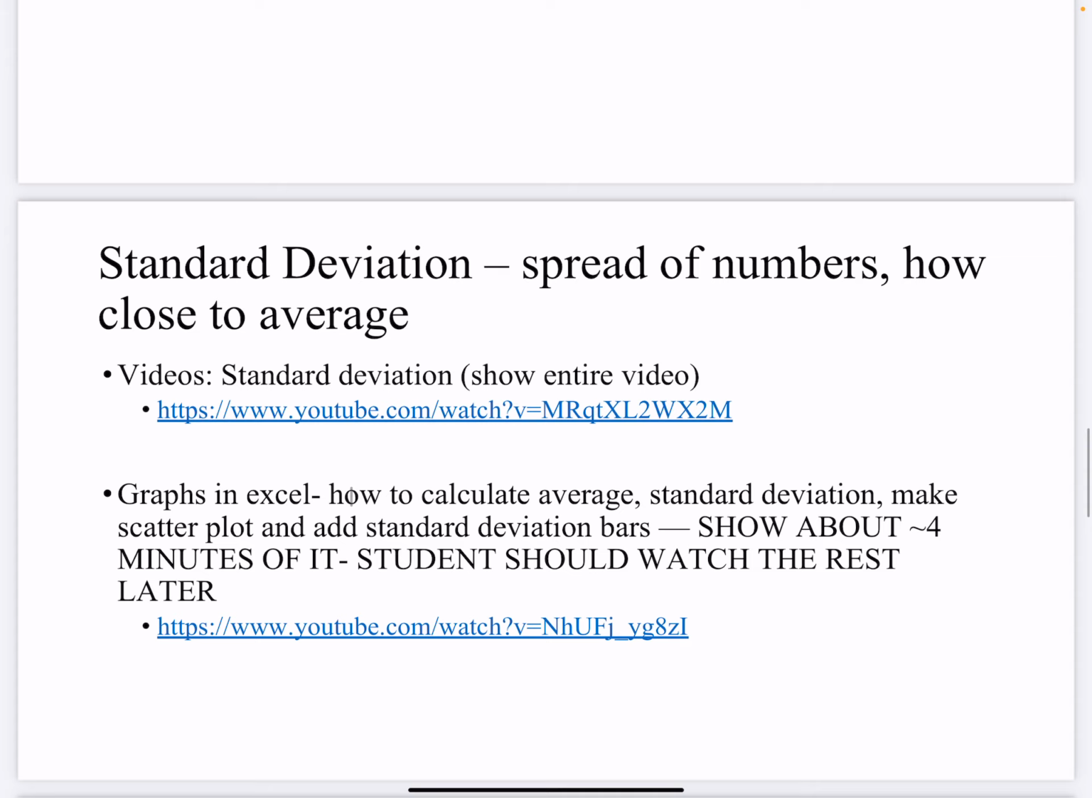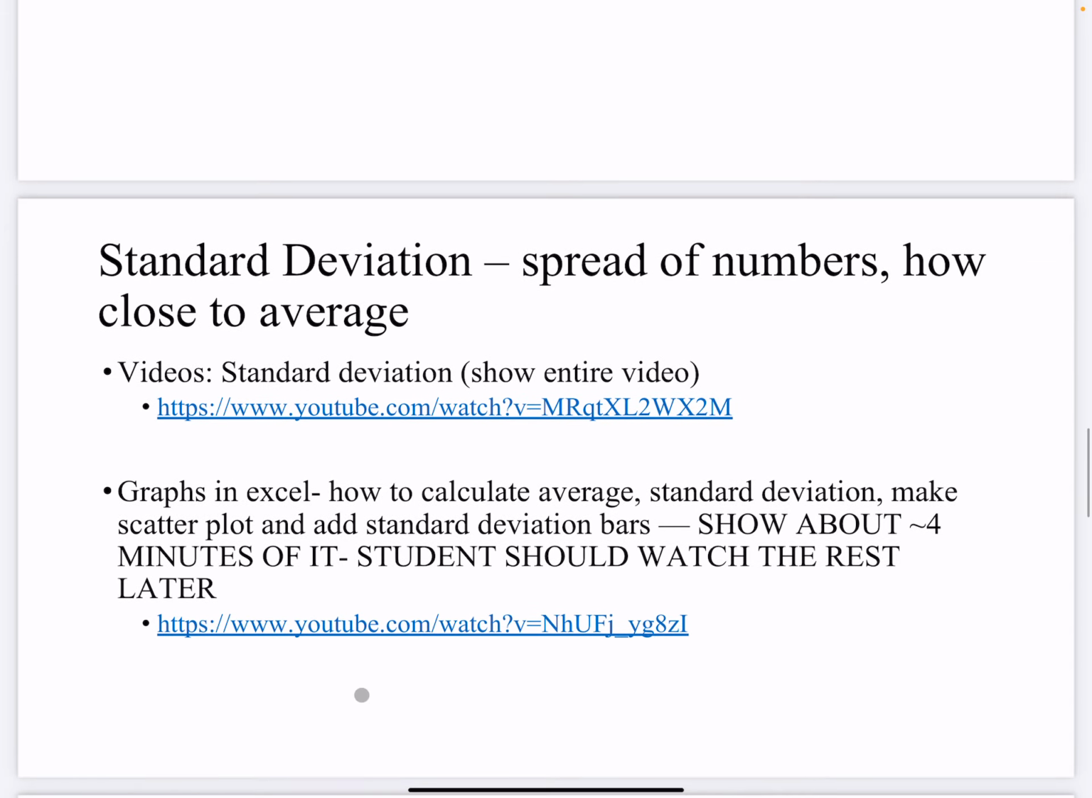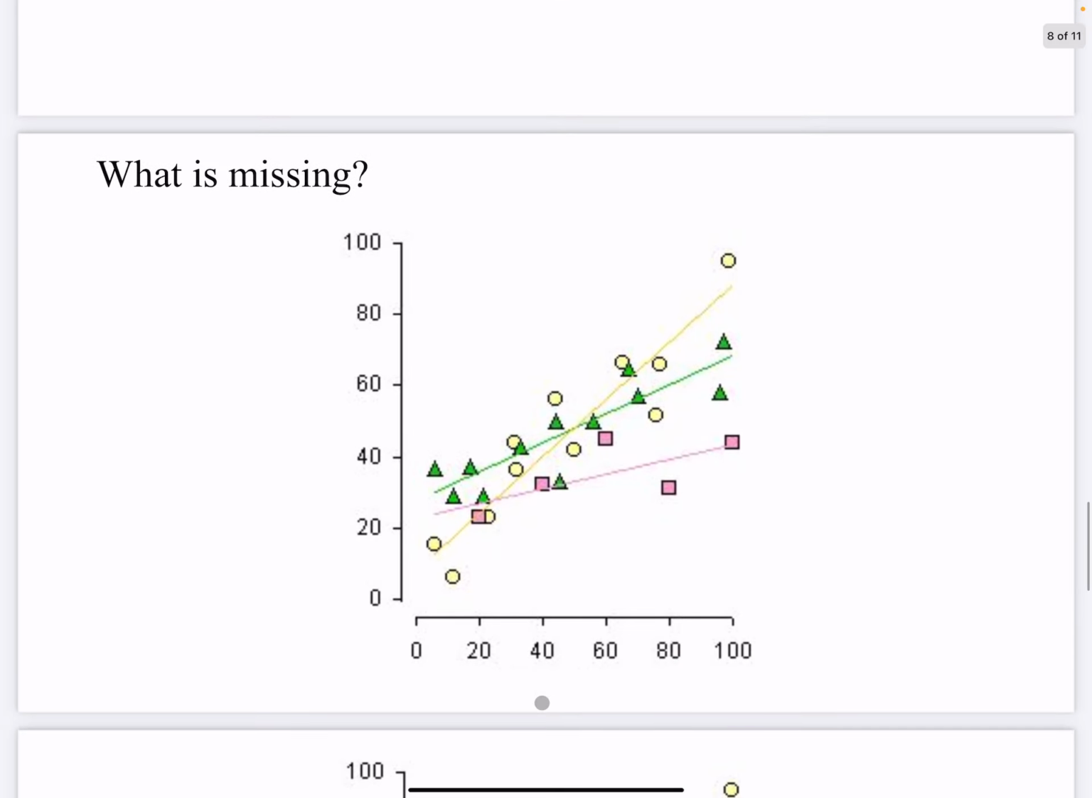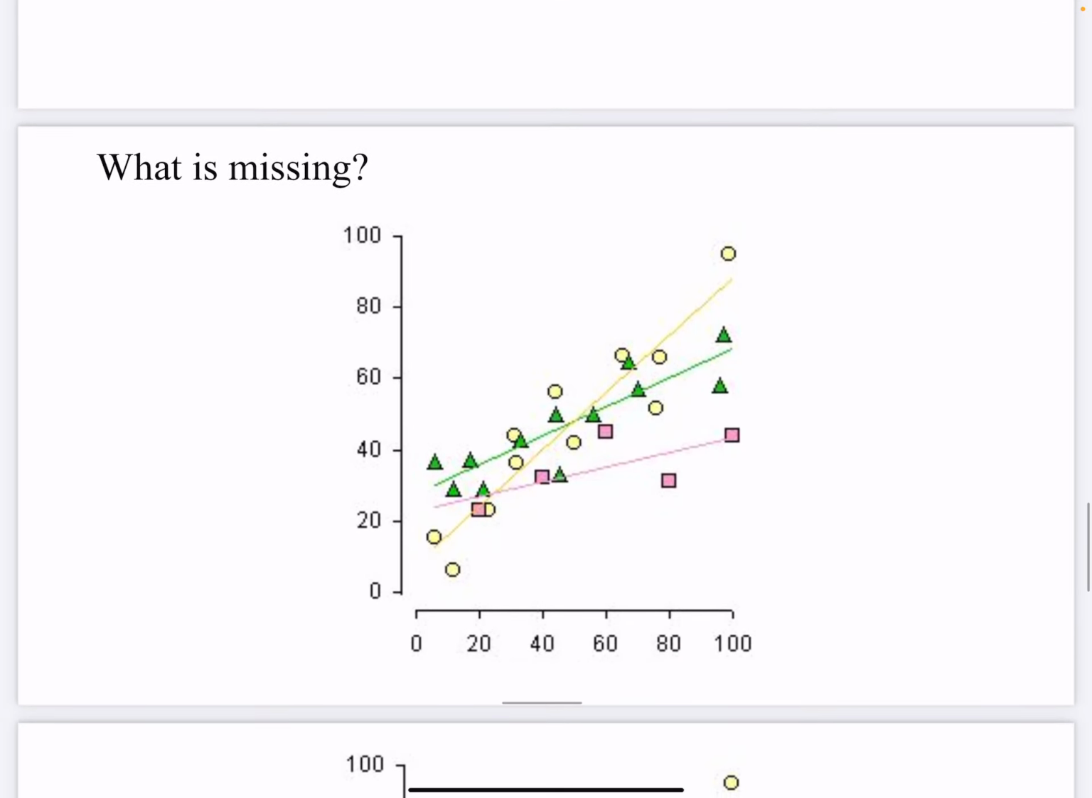But if you do need more help, I do encourage you to look up this video and look at how to use Excel. Don't worry about any of the terminology in terms of molarity and stuff in that video. It's just supposed to show you how to use Excel to find average, standard deviation, make scatter plots, etc.